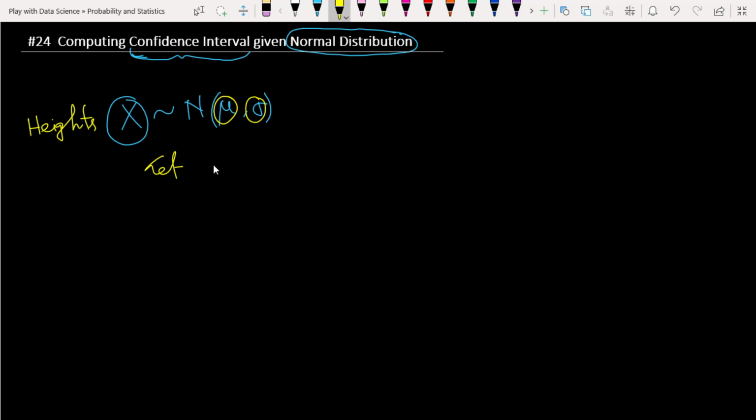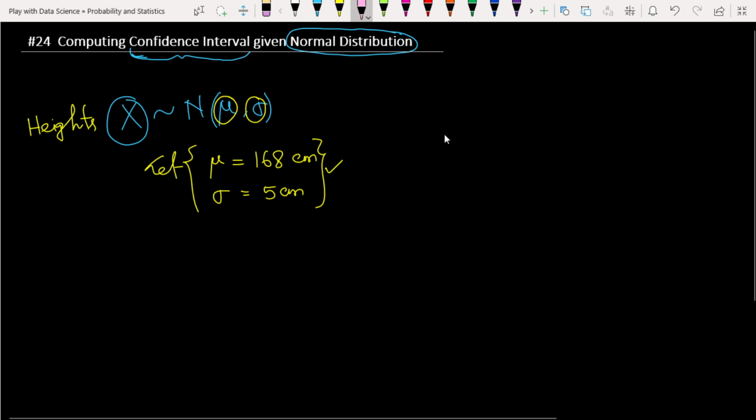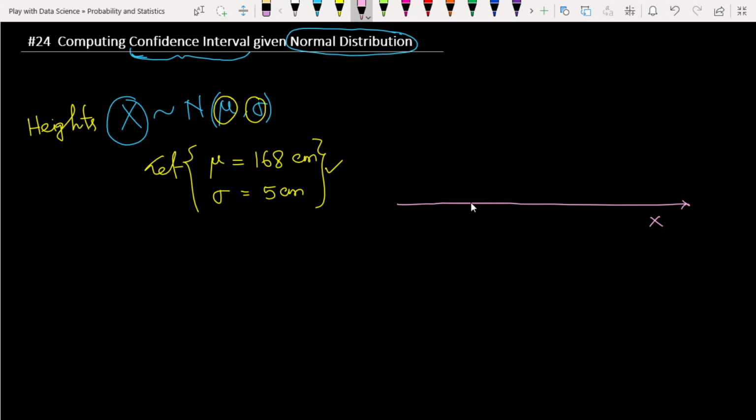Suppose its mean is equal to 168 centimeters, and its standard deviation for the distribution is 5 centimeters. This is not original data; for this lecture, let's take this example. If we know this data, then we can easily plot this type of curve for this distribution.